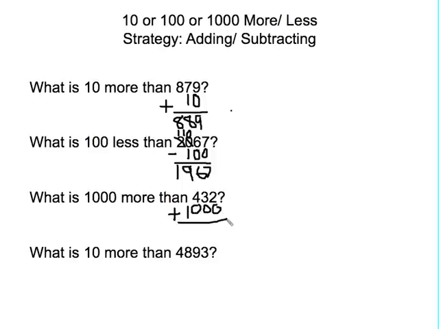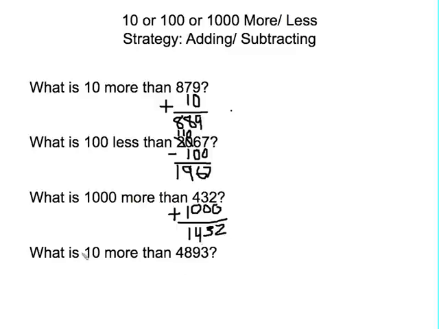Now it's just a matter of adding. 2 plus nothing is 2. 3 plus nothing is 3. 4 plus nothing is 4. And then 1 plus nothing is 1. 1,000 more than 432 is 1,432.